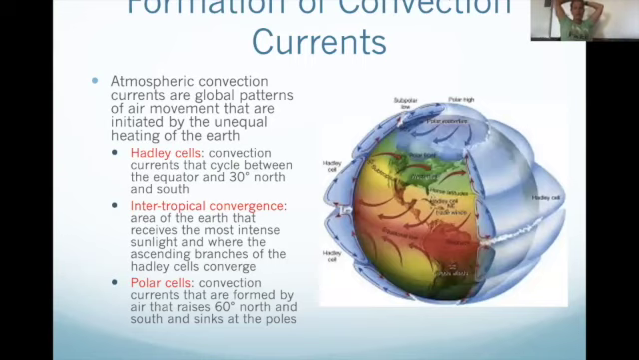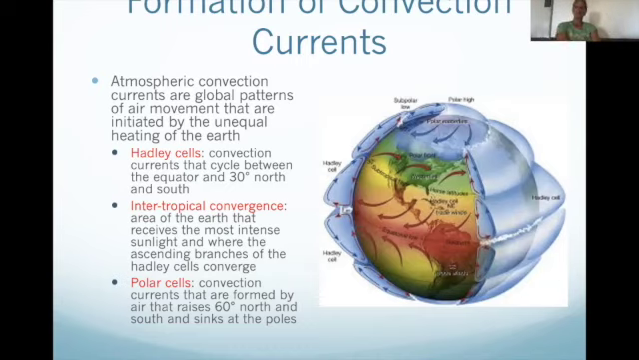This forms convection currents. So atmospheric convection currents are global patterns of air movement that are initiated by this unequal heating of the Earth. And we've got 3 main convection currents. So Hadley cells are convection currents that cycle between the equator and 30 degrees north and 30 degrees south. So you have warm air rise at the equator, go up into the atmosphere, cool, and then sink at 30 degrees north or sink at 30 degrees south.